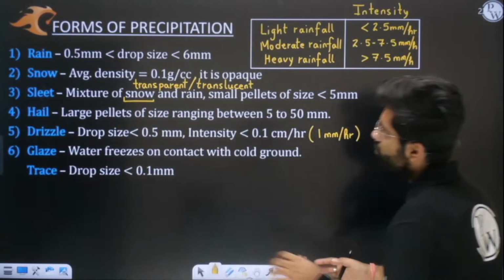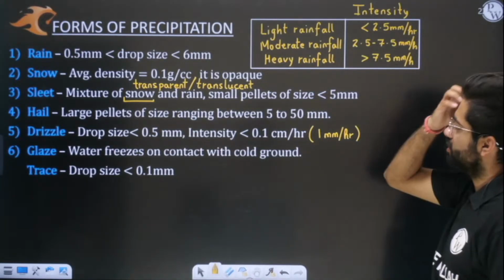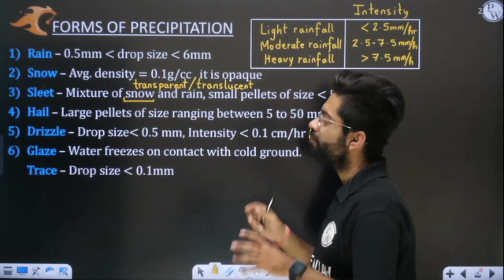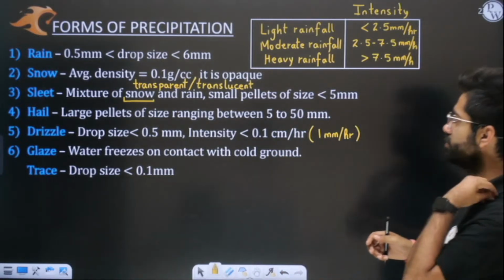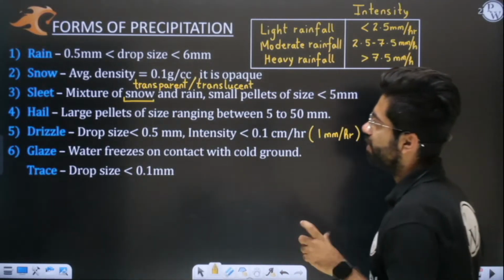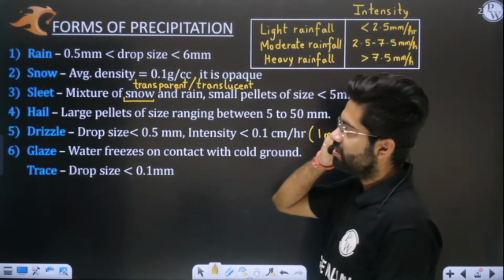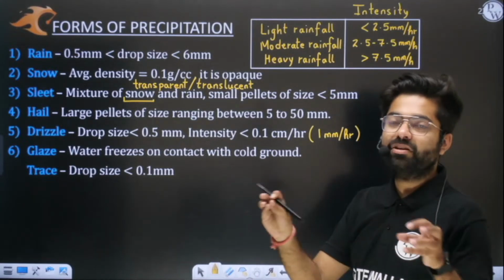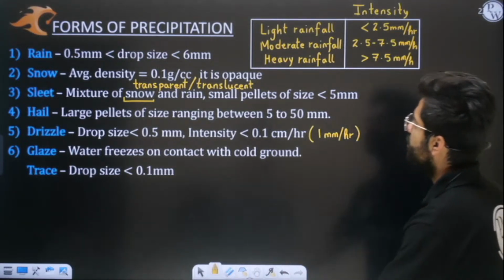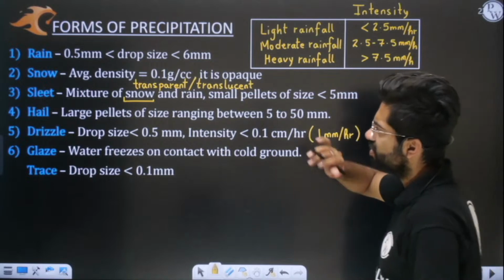Then we went on to discuss all the forms of precipitation. First we discussed rainfall. Drop size ranges between 0.5 to 6 mm; no drop larger than 6 mm is stable, and it will ultimately break into small pieces. This was the classification based on intensity.